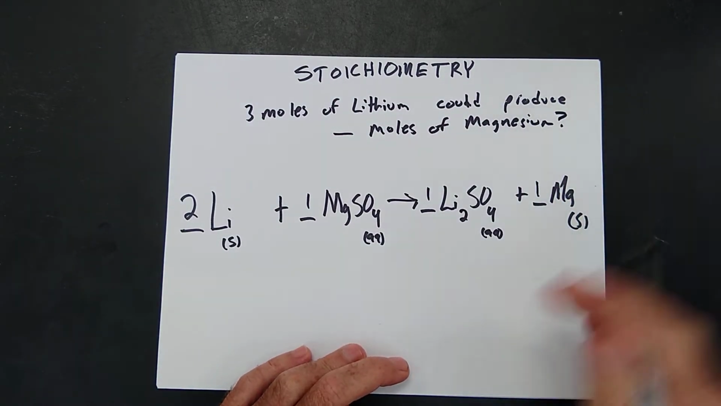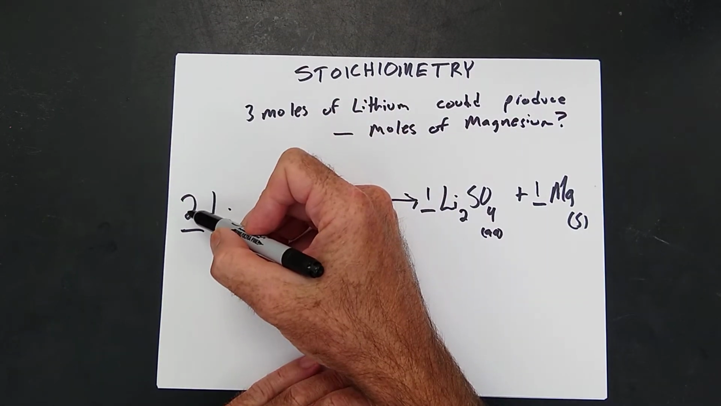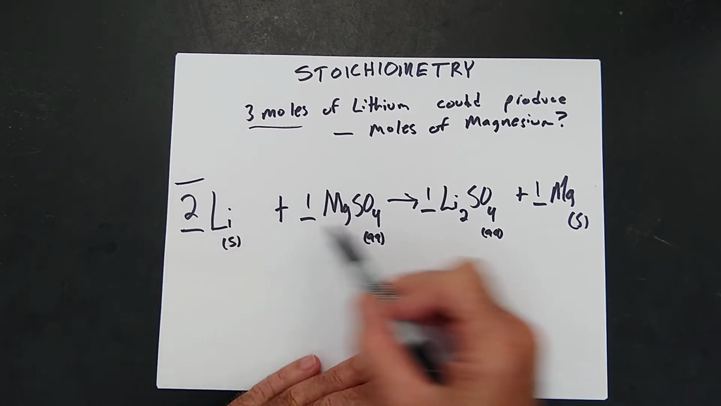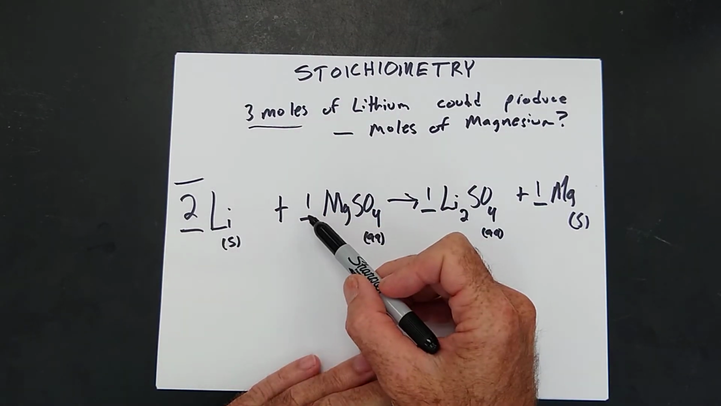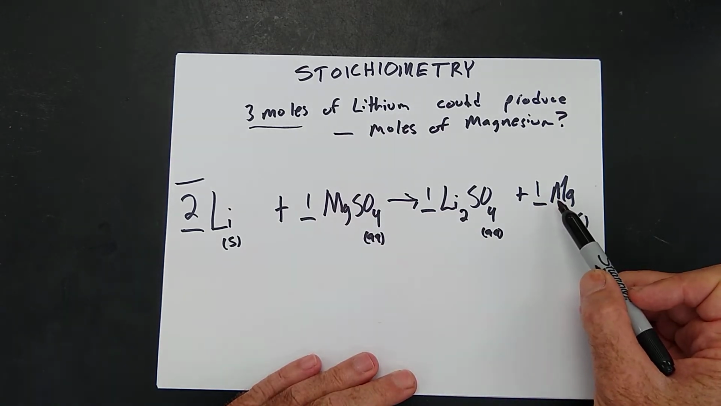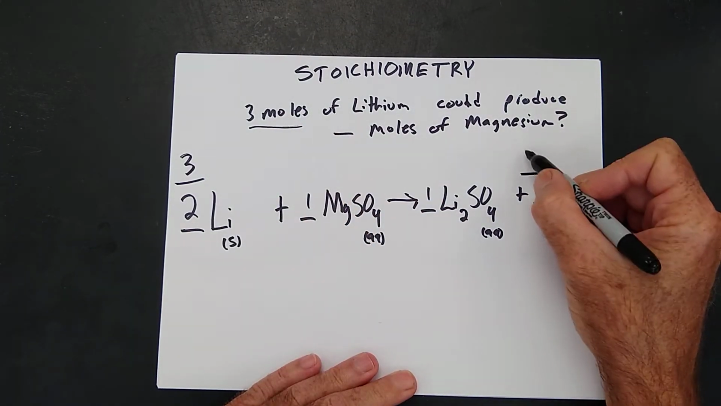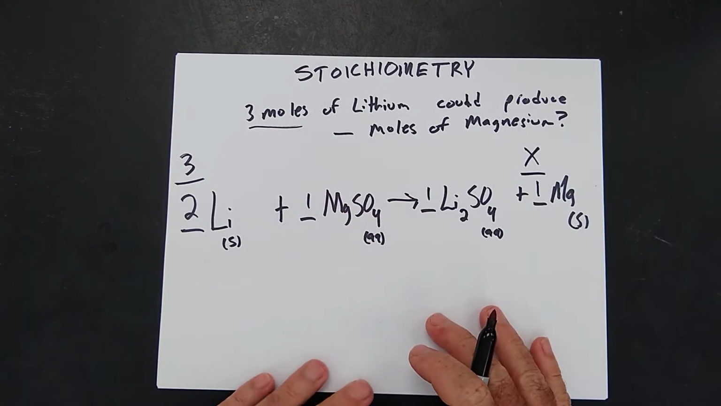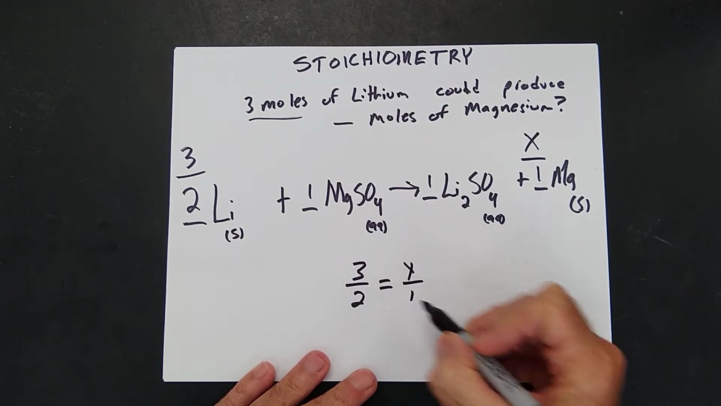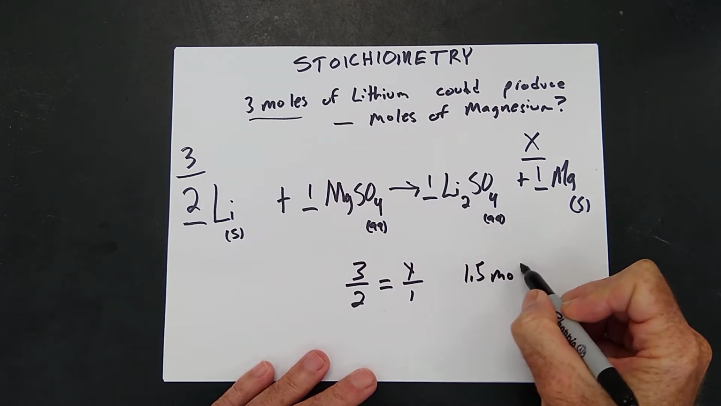All right, and here we go. How do we do this? Well, 3 moles of lithium. In our original equation, it says 2 moles of lithium and 1 mole of magnesium sulfate yield 1 mole of lithium sulfate and 1 mole of magnesium. So if instead we had 3 moles of lithium, how many moles of magnesium would we have? We're going to say 3 is to 2 as x is to 1. And that answer would be 1.5 moles.